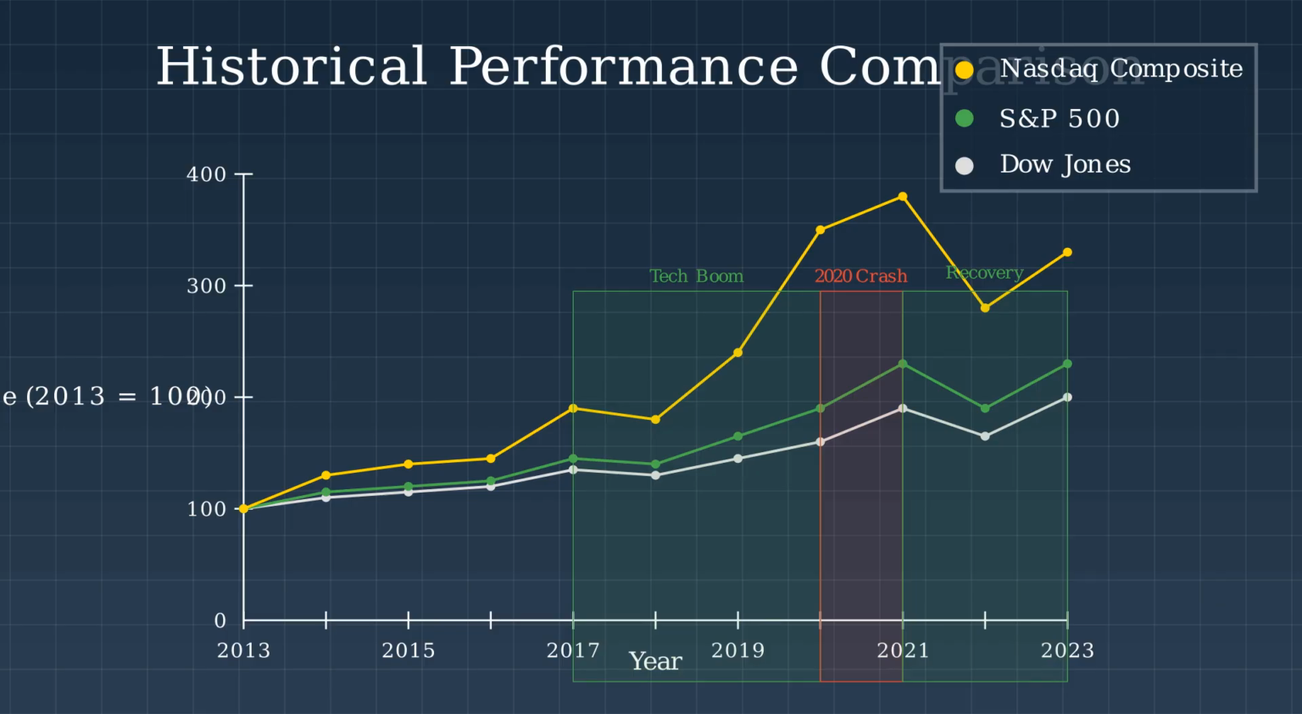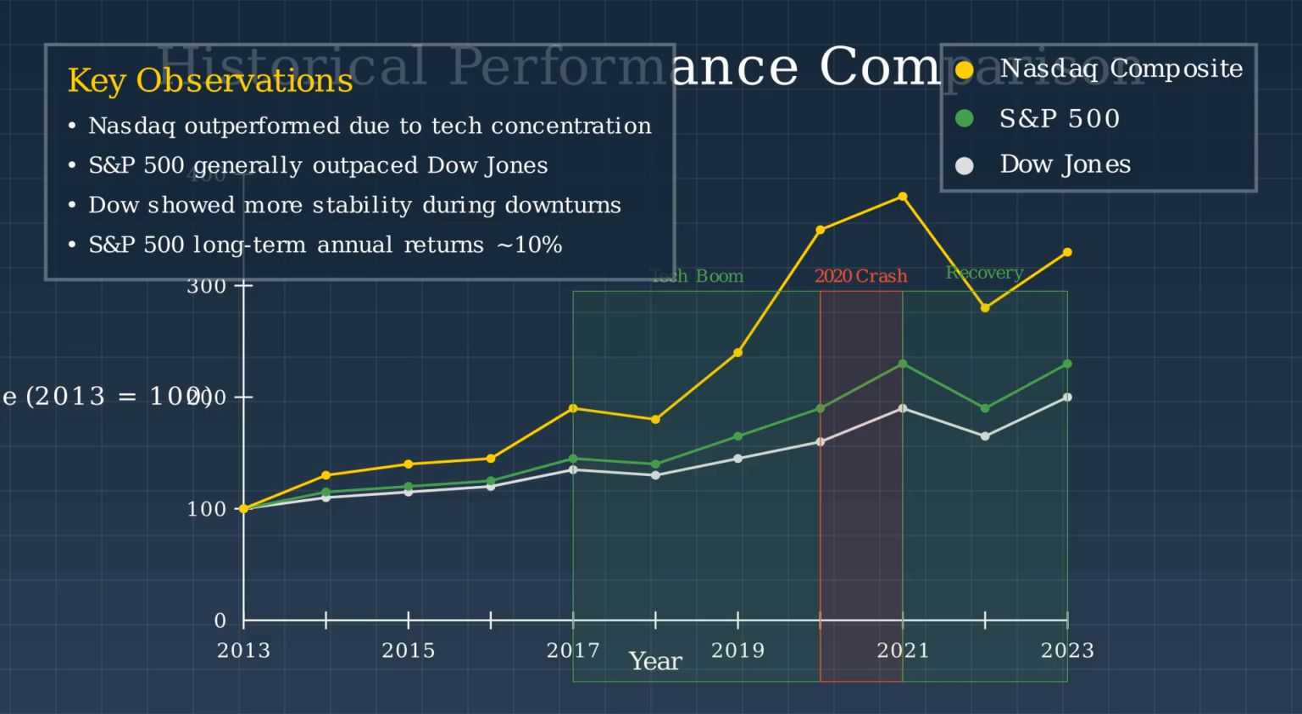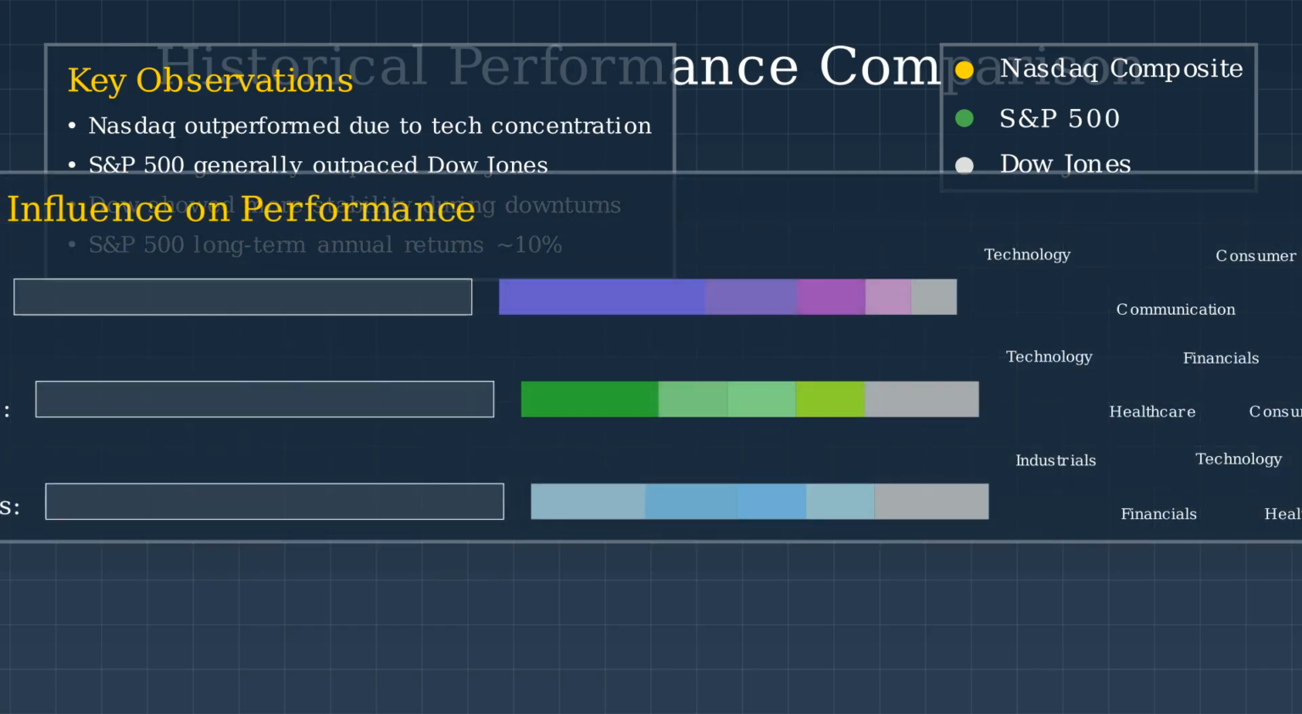Several key observations emerge from this comparison. The Nasdaq's technology concentration drove its superior performance during this period of tech dominance. These performance differences can be explained by the sector composition of each index. The Nasdaq is heavily weighted toward technology and communication services. The S&P 500 has a more balanced composition, but still significant technology exposure, while the Dow Jones contains more traditional industrial and financial stocks.